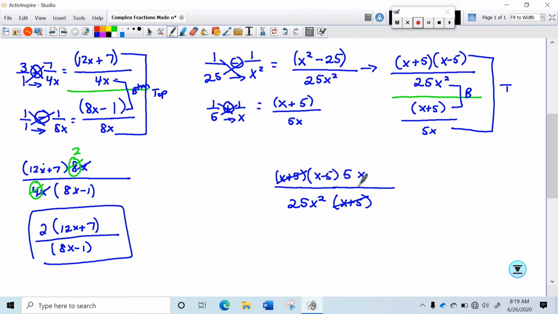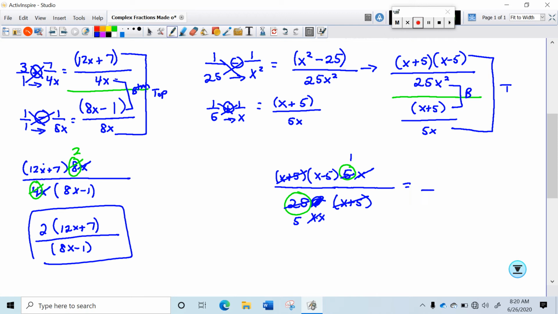Now, x squared, I can rewrite that to say x times x. So this x cancels with one of these. And then the number 5 and 25. Well, I can divide both of those by 5. So 5 divided by 5 is 1, and 25 divided by 5 is 5.